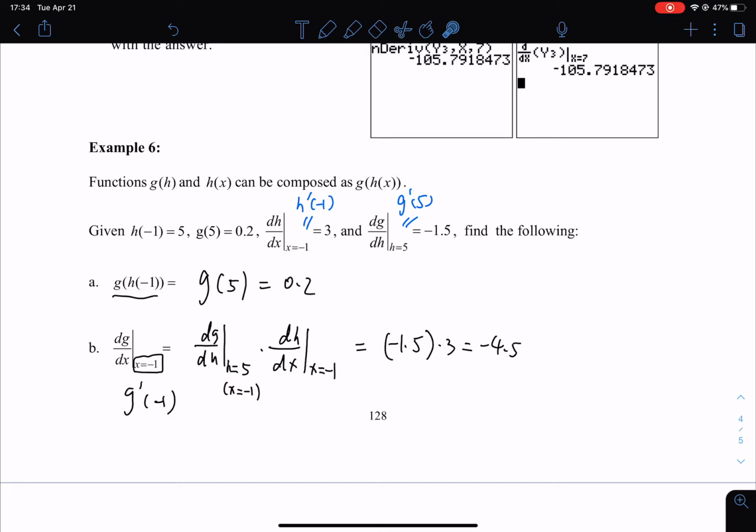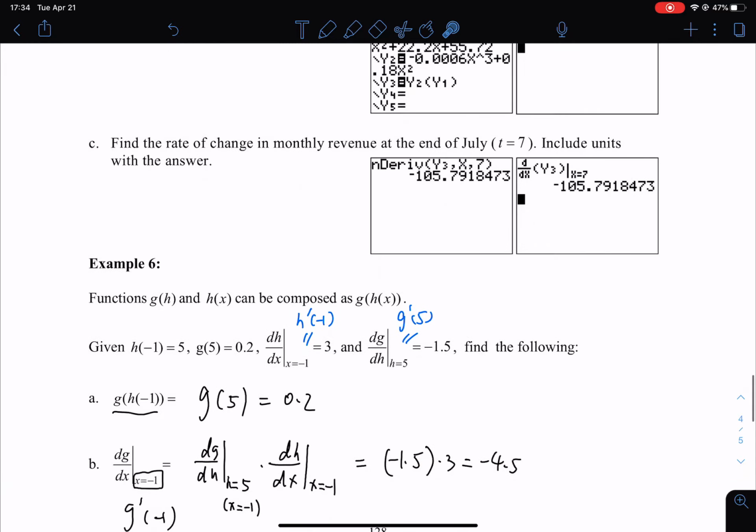But if you use this function, you can see if we are given the value of x, that is -1, then the corresponding h is just 5. So by using this one, we know when x is -1, the corresponding h is just 5. So that's how we got this one. And then this term dh dx, when x is -1, this is 3. And this one dg dh, h is 5, it's just -1.5. So we multiply them together, that is -4.5.